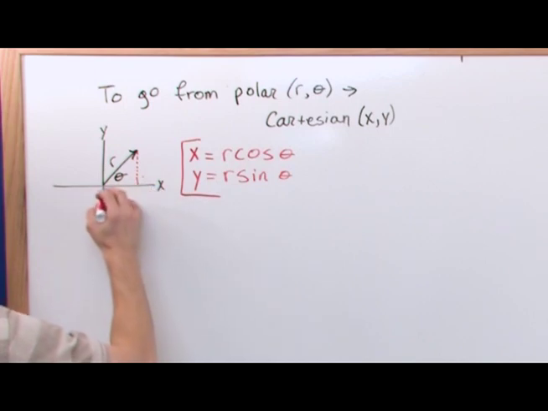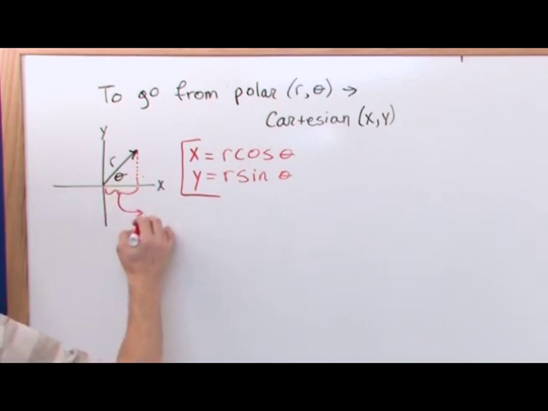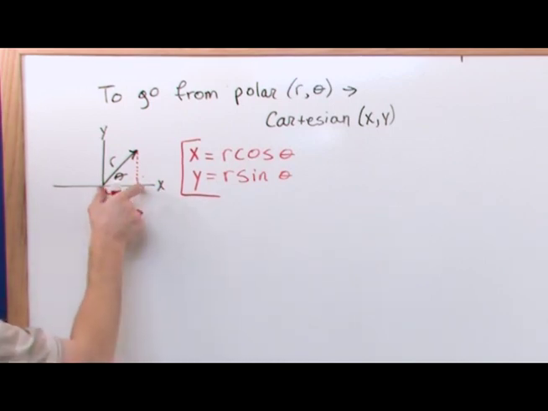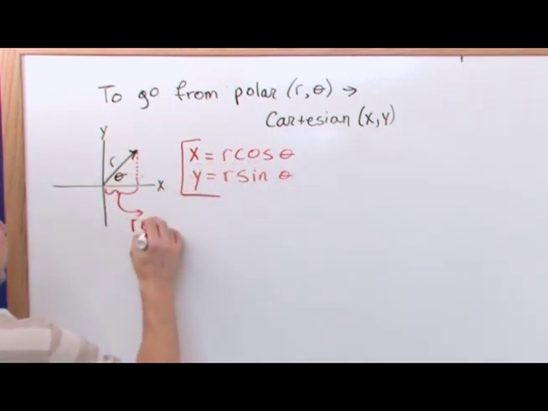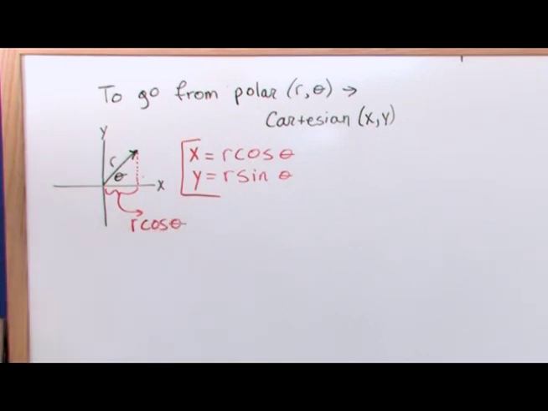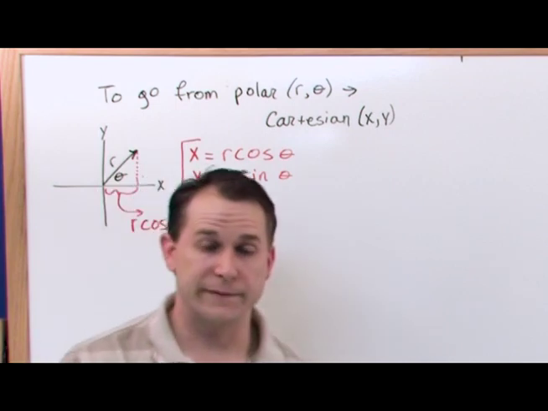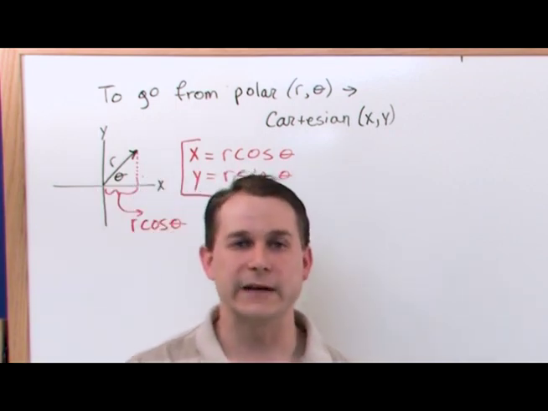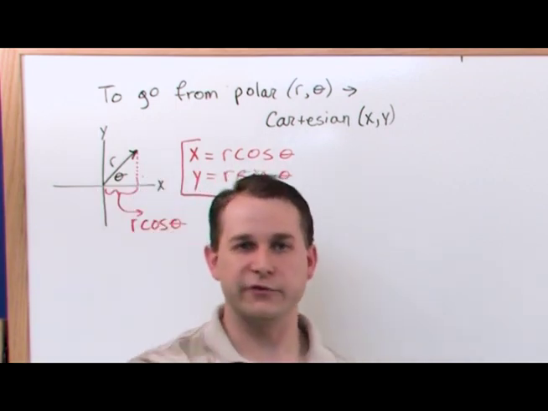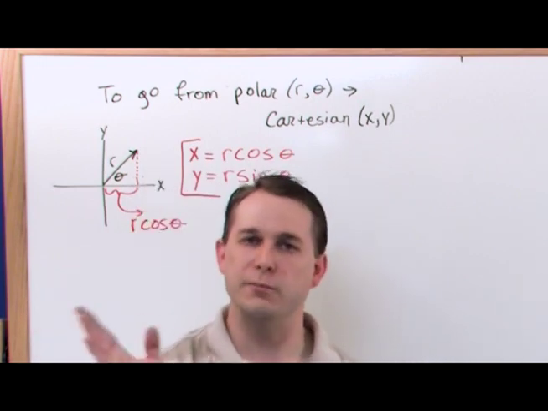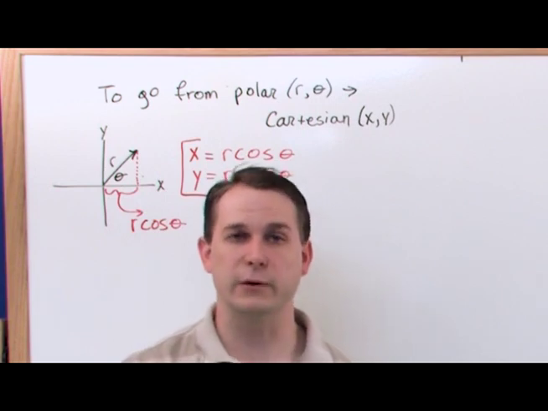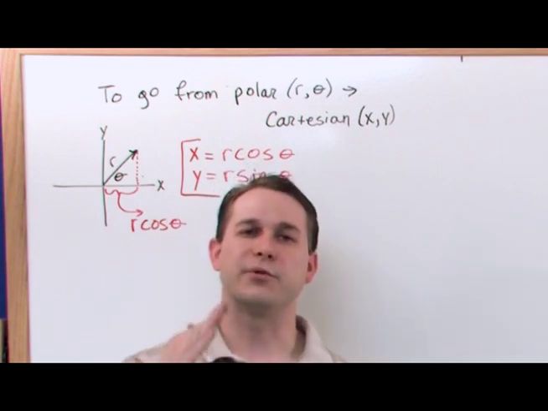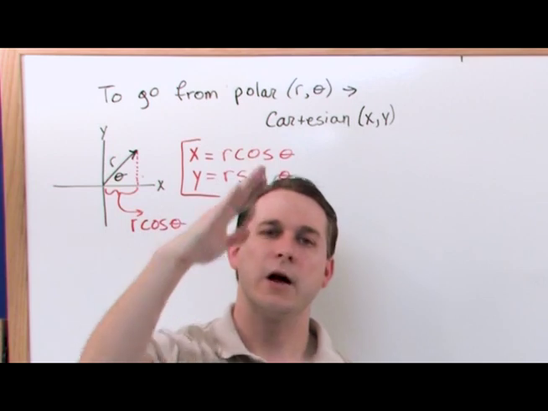So what I've claimed here is that the x value of this point is equal to r times cosine theta. It's this way because, when you think back to your trig, the cosine of something, as you march around the unit circle, like cosine of 0, which equals 1, is the projection of that unit circle radius onto the x-axis.